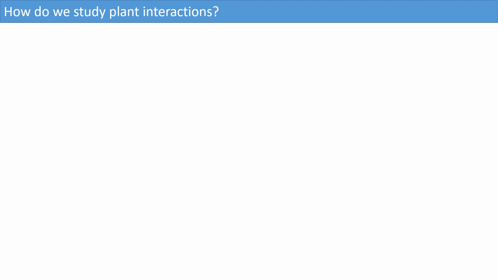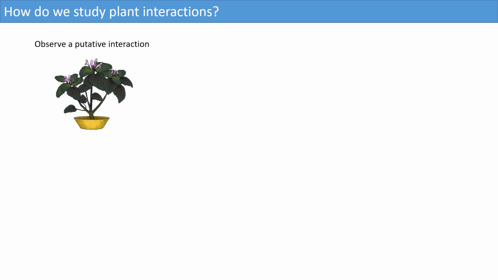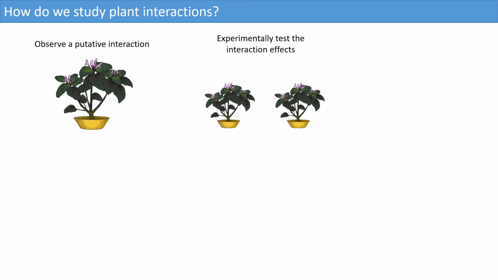So to study plant interactions is not a pretty straightforward process, but neither is the study of any other biological phenomena. What usually happens is you start with the observation of a putative interaction, for instance, between plants and pollinators. Based on these observations, you can formulate some kind of hypothesis or redefine the hypothesis that you already have and then experimentally test it in controlled environments. For instance, an environment with the presence of pollinators and an environment without the presence of pollinators.